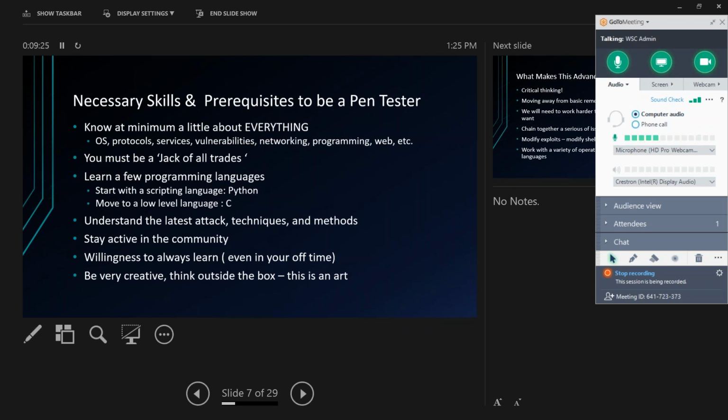So if I gave you an exploit, you would have to actually read it and maybe modify it. And that's some of the things that we're going to do today. We're going to be trying to modify shellcode in a publicly available exploit. But you must know a variety of different things, you have to know networks.